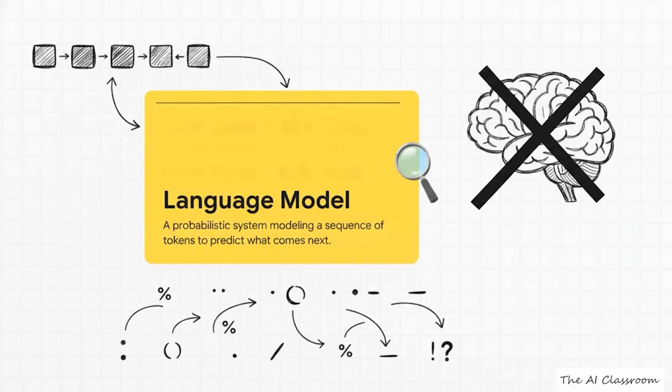So, the absolutely crucial point is this definition right here. ChatGPT is what we call a language model. It's not a sentient being hiding in a server. It is a probabilistic system. It models a sequence of characters or words, which we call tokens in the biz, and its entire job, its singular purpose in life, is to predict exactly what comes next to complete that sequence. You give it the start of a sentence, and it acts as this massive probability engine just trying to figure out the most likely continuation.